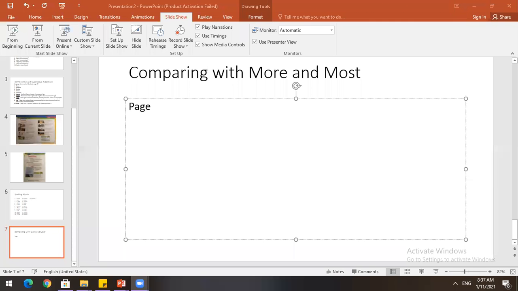Can you guys see my screen? No. All right, this is on page 272 in your language arts textbook. Please double check for me, make sure that is correct. Page 272 and page 273 in your language arts textbook.